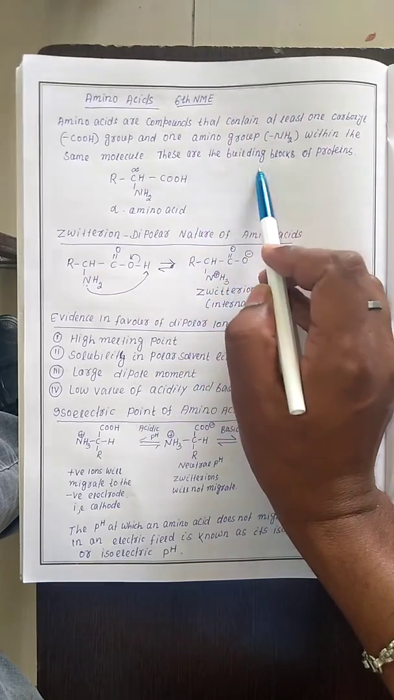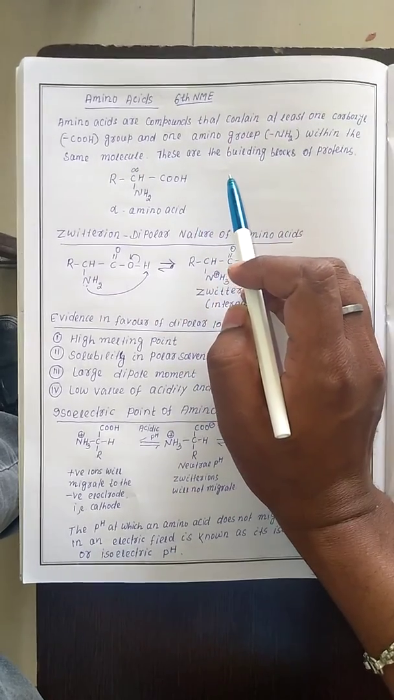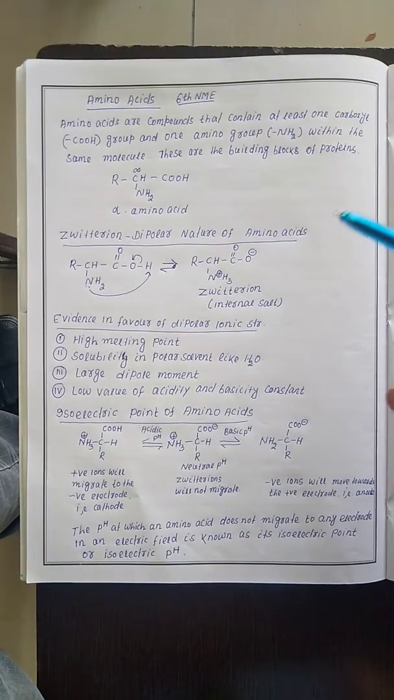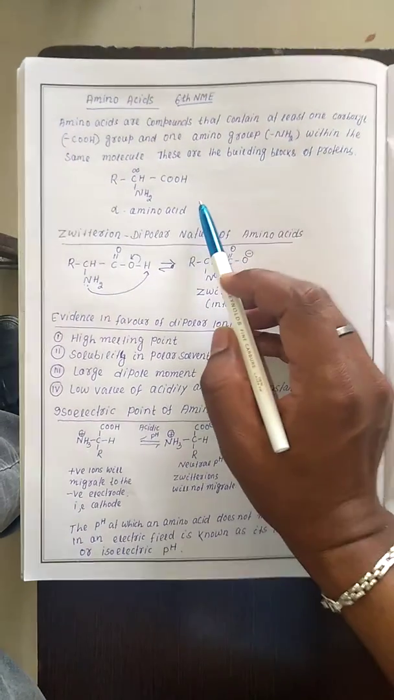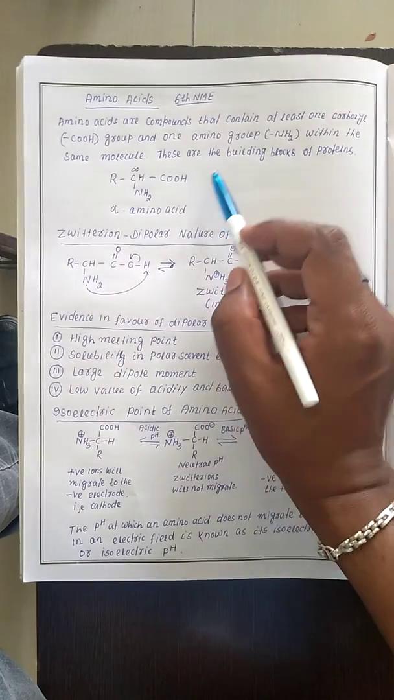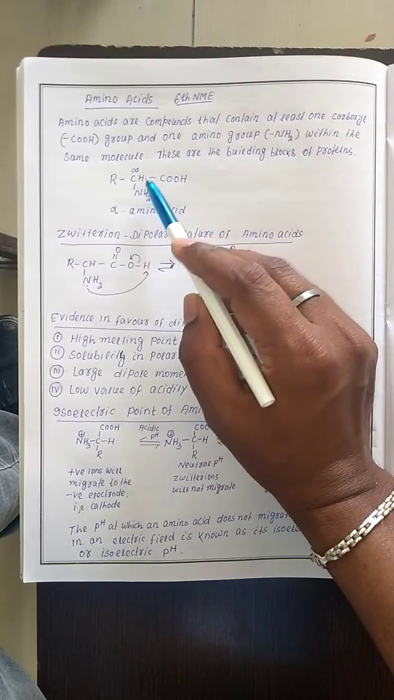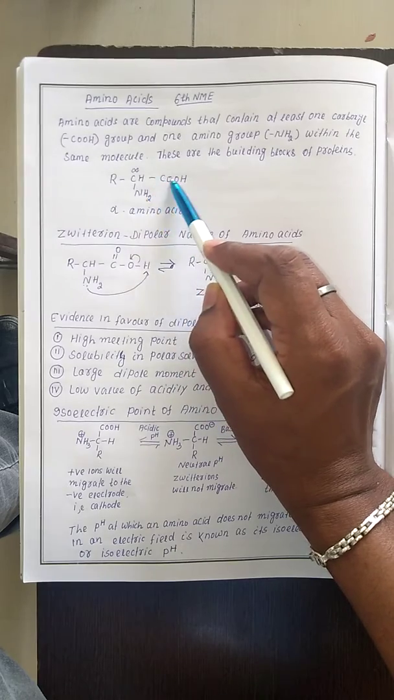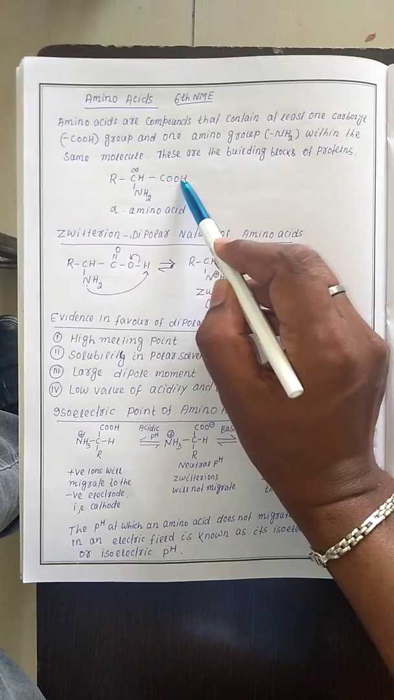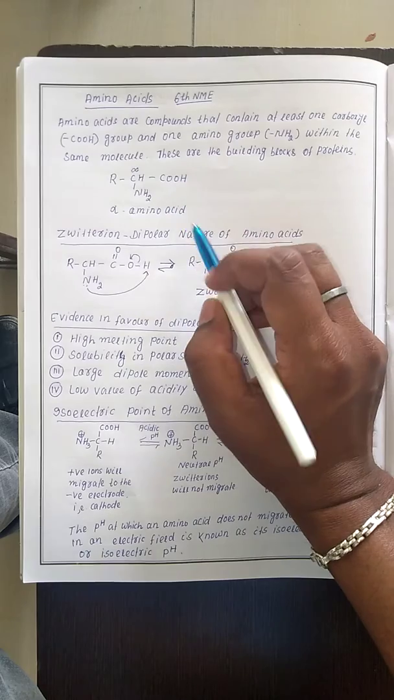These are the building blocks of proteins. You can see it here, this is an alpha amino acid. This is your acidic group and this is the amino group. This amino group is present at the alpha position of the carboxyl group. So this is an alpha amino acid.